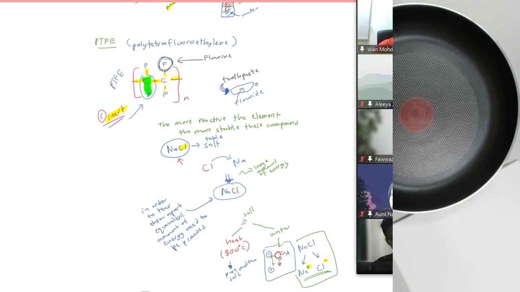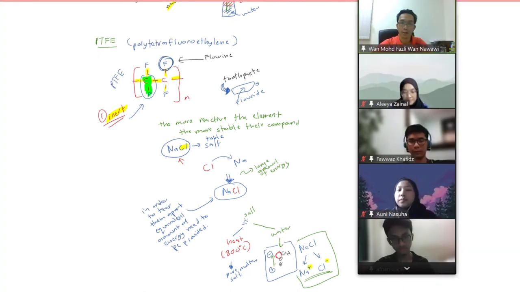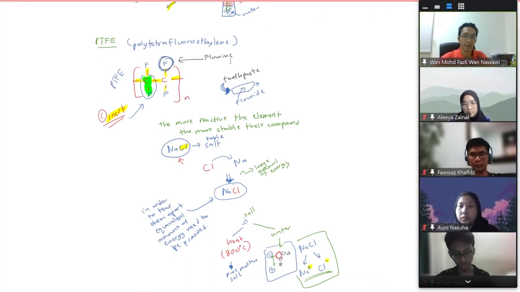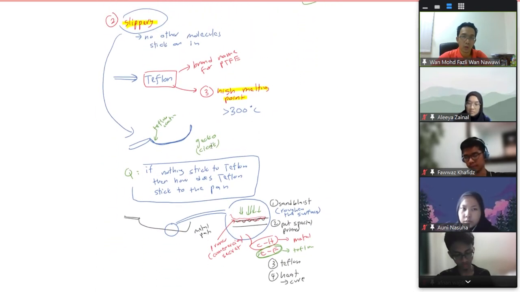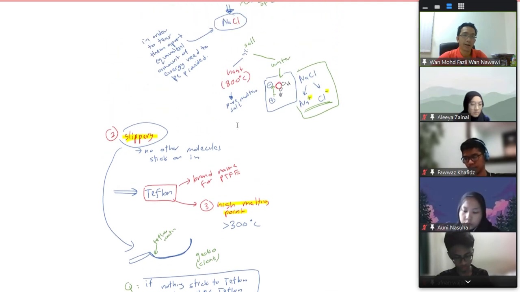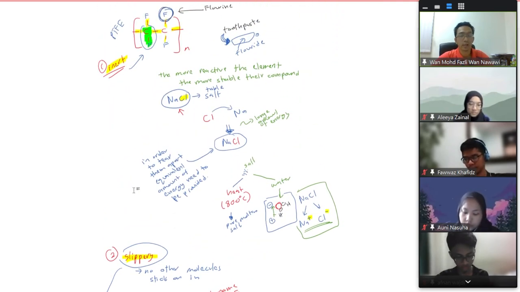Let me remove this thing. That's about the PTFE. So let's recap a little bit. PTFE is a special kind of polymer that is inert, slippery, and also has a high melting point. These three characteristics make it so valuable in the laboratory and also in the kitchen lah. That's why people say this Teflon PTFE is the king of polymer lah. People want to have this thing.